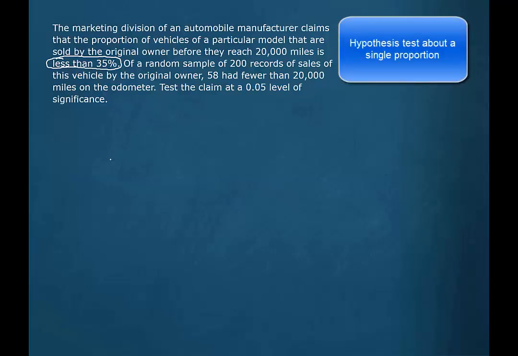The claim is that less than 35% of these vehicles have reached 20,000 miles before they're sold. So this will be a hypothesis test about a single proportion.